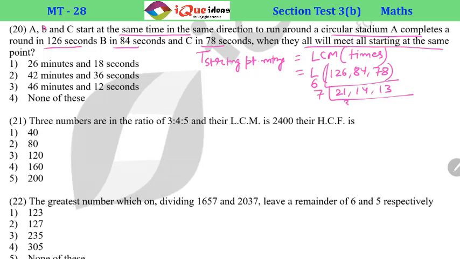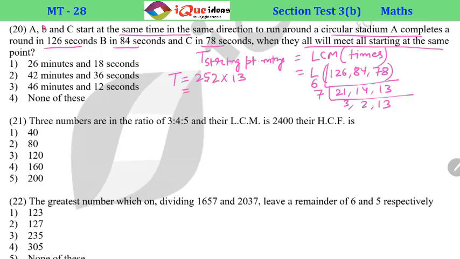If you take 7 common, it will be 3, 2 and 13, right? So now if you multiply all of them carefully, 6 times 7 is 42, 42 times 3 is 126, 126 times 2 is 252, so it is 252 into 13. So the required time is equal to 252 into 13.